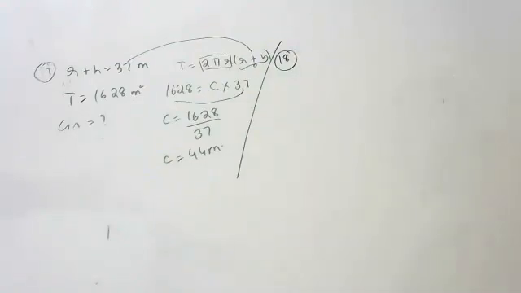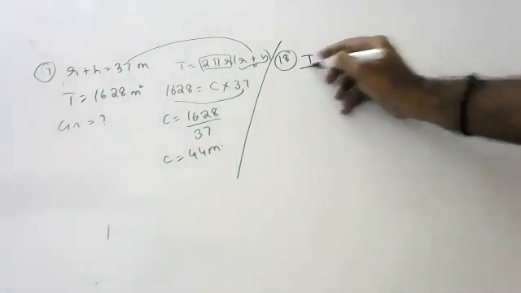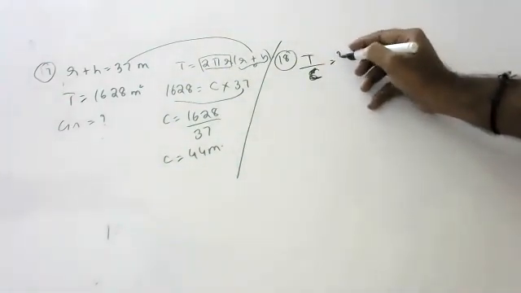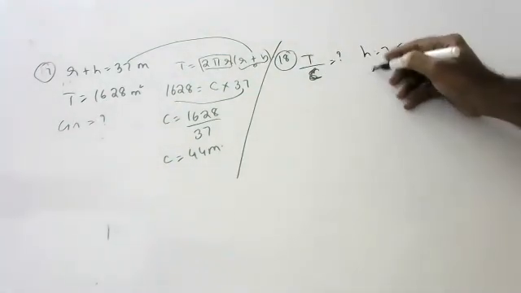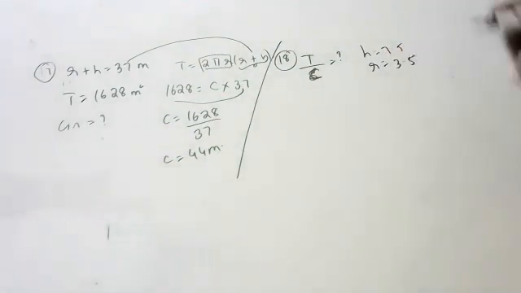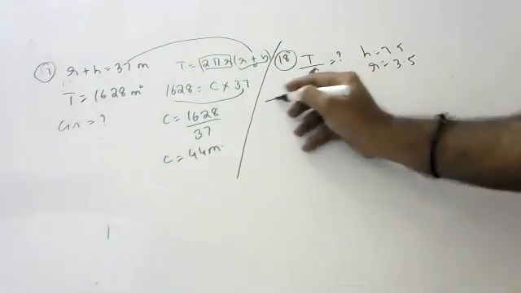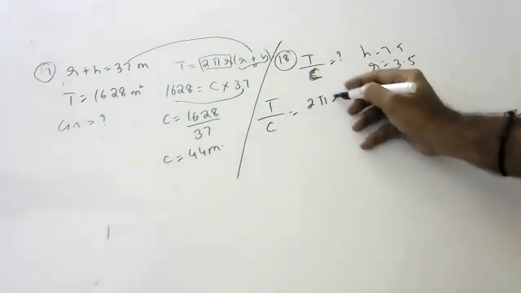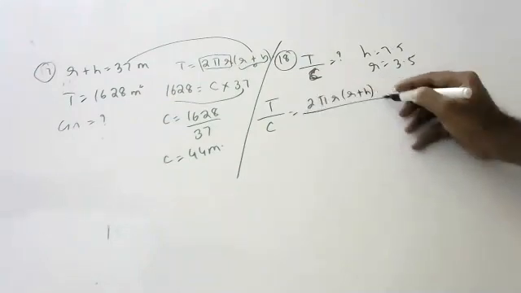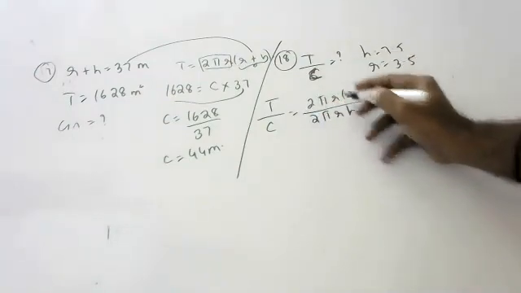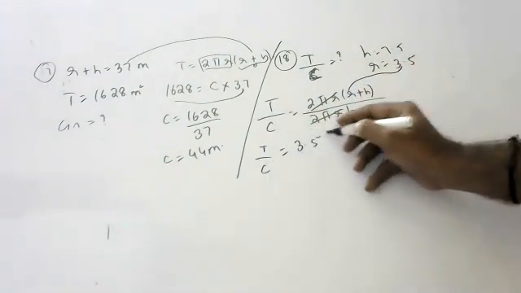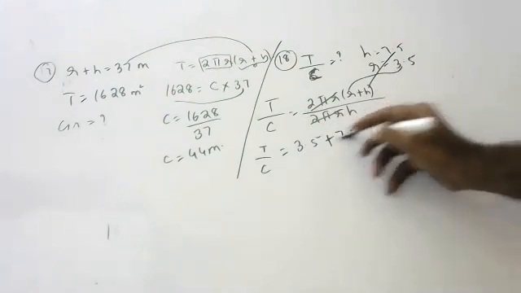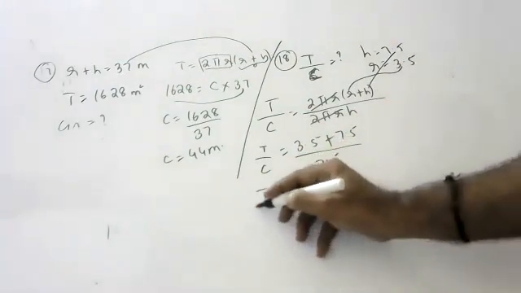Hansika, 18th question. Yes, sir. Find the ratio between TSA and CSA. Given that height is 7.5 and radius is 3.5. TSA is 2 pi r into r plus h, divided by 2 pi r h. R is how much? 3.5 plus 7.5, divided by 7.5.